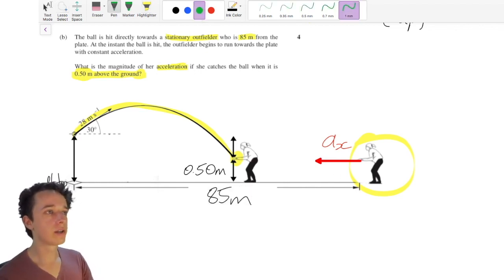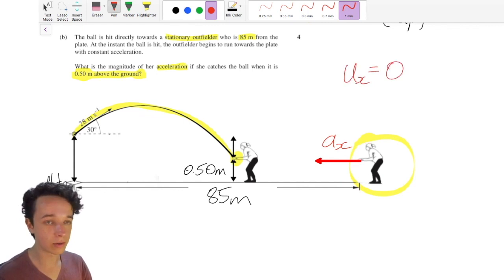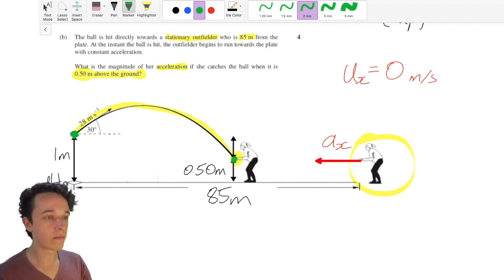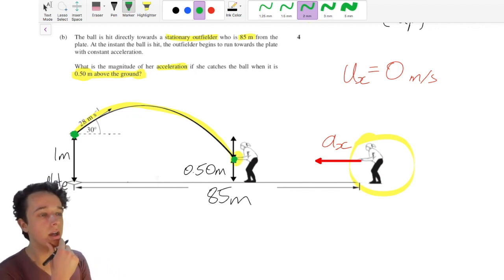Another thing we're told is that initially the outfielder is stationary, right? The ball is hit directly towards a stationary outfielder. So that tells us that this person has an initial velocity in the x component of 0 meters per second. But that's pretty much all we know. We know that the ball starts 1 meter above the ground. Its initial position is 1 meter above the ground. Its final position is 0.50 meters above the ground, half a meter. And at that position, the outfielder catches it.